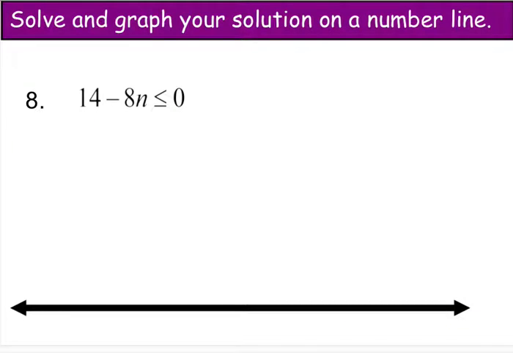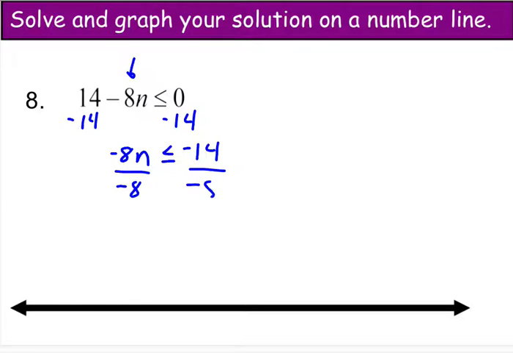Solve and graph your solution on the number line. Okay, looks like I'm going to have to divide by a negative here. But before I do that, I'm going to get rid of the 14, so I'm going to subtract 14 from both sides. That's a negative 8n, because you're subtracting it, is less than or equal to negative 14. Divide both sides by negative 8. Now, I divided both sides by negative 8, so I got to flip my inequality symbol. This is going to become n is greater than or equal to.